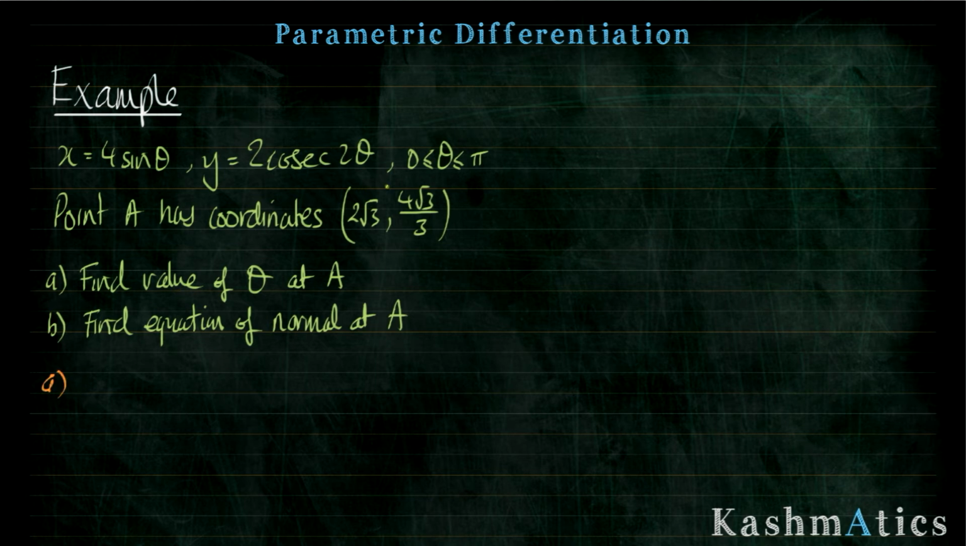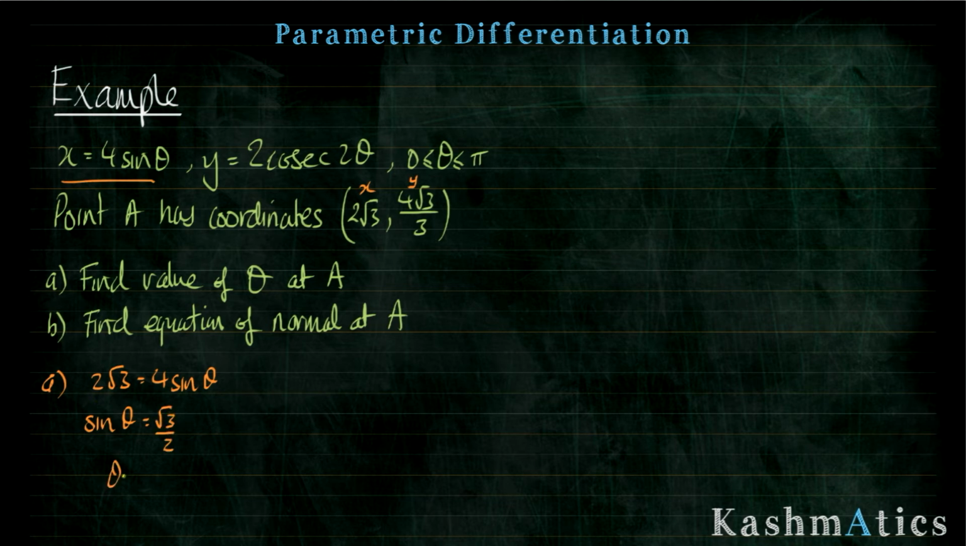So we need to understand what this tells us. This tells us the x-coordinate, that tells us the y-coordinate. And that might be obvious, but what might not be so obvious is how we work out the value of theta. So what we need to do is plug this information into this first equation. So we've got 2 root 3 is equal to 4 sine theta. And if I rearrange that, I'll get sine theta equals, now remember if I divide by 4, I'll get rid of a factor of 2. That would be root 3 over 2.